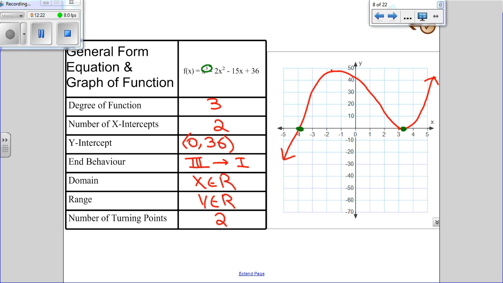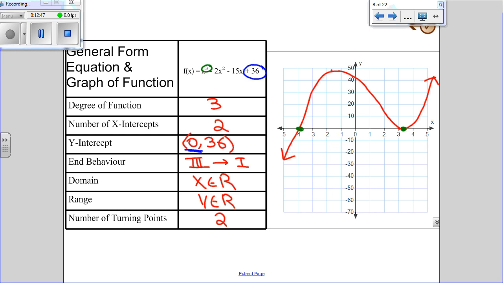Okay? The y-intercept. How can we easily find the y-intercept? It's in the equation. It's the constant term. Good terminology, Jaden. Notice that I'm not writing just 36. I'm writing (0, 36). That's just a good habit to be in. So put it as a point. Remember, all y-intercepts have an x value of 0.